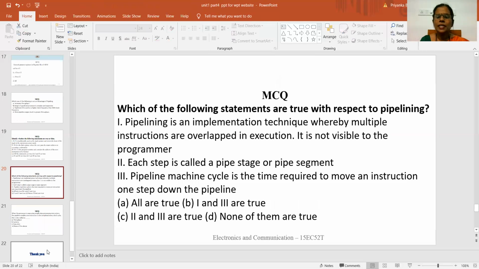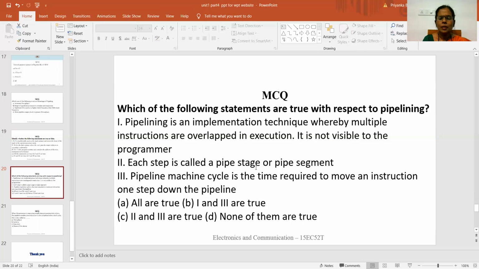So which of the following statements are true with respect to pipelining? Again, three statements are given. Read them carefully. Pipelining is an implementation technique whereby multiple instructions are overlapped in execution. So when in the third cycle, the third instruction is fetched, the second instruction is decoded and the first instruction is executed, but it is not visible to the programmer. So the programmer cannot see what's happening inside.